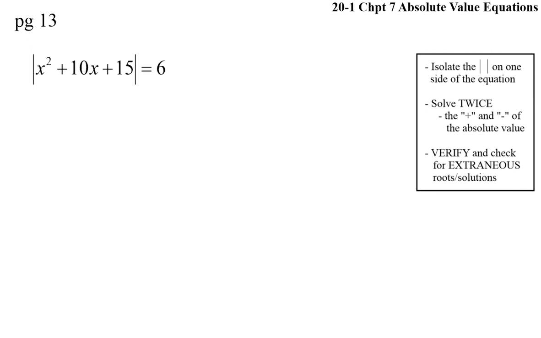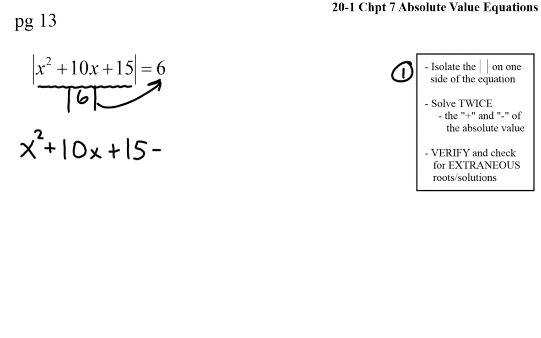So we're still, step 1, isolating the absolute on one side. Step 2, we have to solve twice. Why? Because everything that's in the absolute could equal 6. If this had a value of 6, the absolute value of 6 is 6. That's a good thing. So we know we have to solve x squared plus 10x plus 15. We want to equal 6.